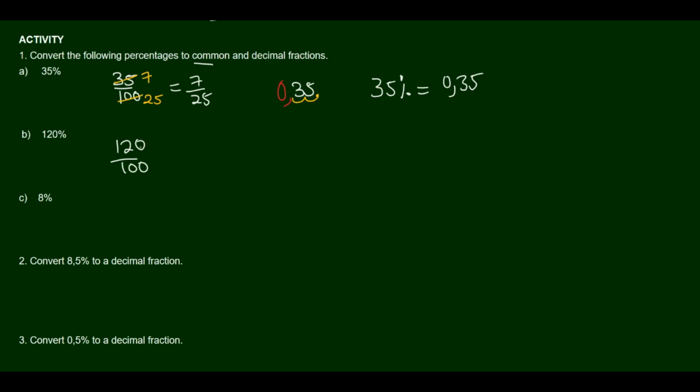Okay, 120%. So 120/100. Then divide by 10. Divide by 10. Cancel the zeros. We're left with 12/10. Then the highest common factor between 12 and 10 is 2. So we divide 12 by 2 is 6. 10 divided by 2 is 5. So we're left with 6/5.